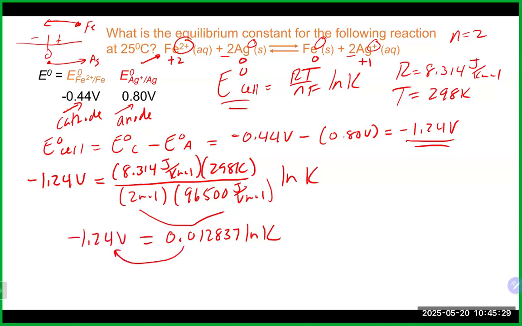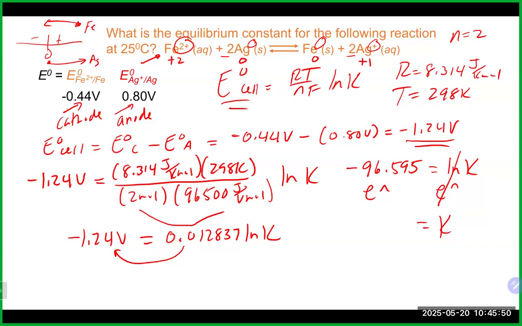I obviously can divide that to the other side now, and I'm going to take the whole number on my calculator. That's going to give me a minus 96.595 equals the natural log of K. I need to then e both sides. That's going to get rid of the natural log on this side and leave us with K.